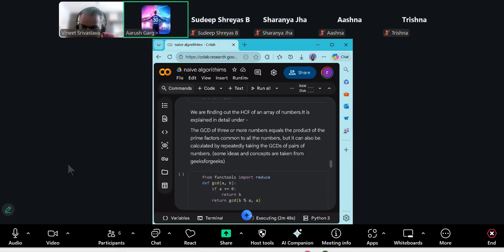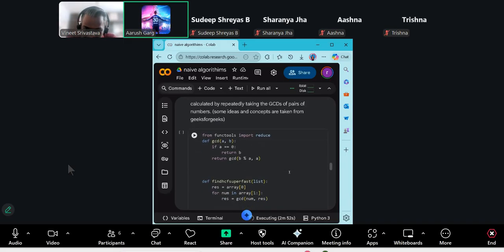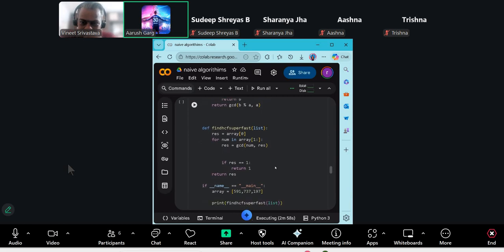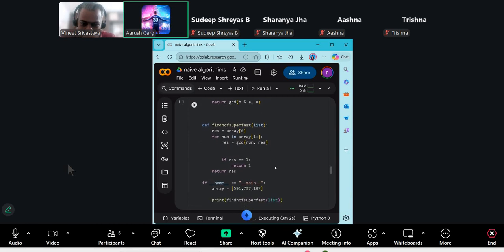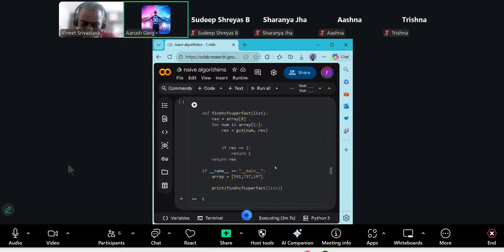Then we're finding out the HCF of an array of numbers. This is a bonus idea. So the function is find the HCF super fast, as it does exactly that. It takes a list of numbers and finds the HCF by repeatedly applying the GCD function pairwise. At any point that GCD becomes 1, it stops early, since 1 is the smallest possible GCD.